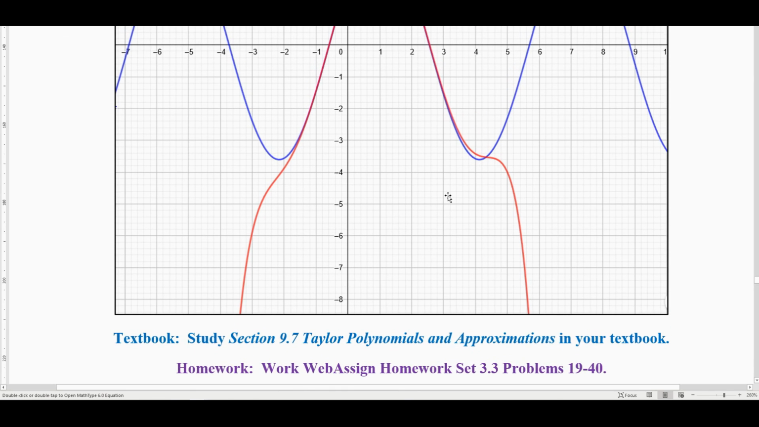Okay, so that is Taylor's theorem. That's how you do Taylor polynomials. Taylor polynomials give us great ways of approximating functions.